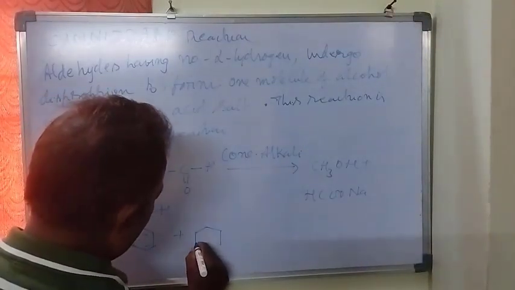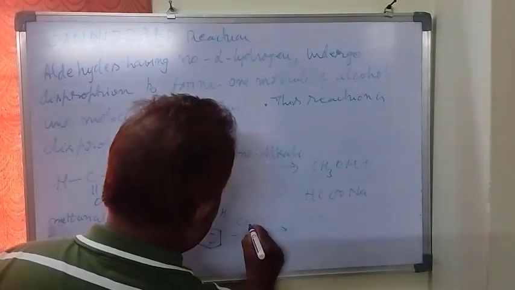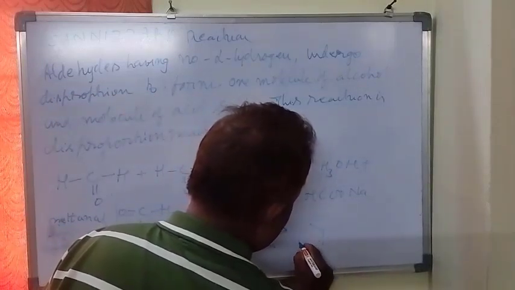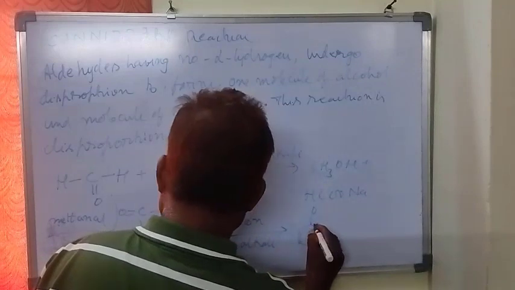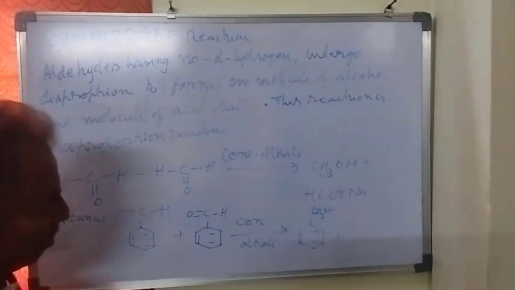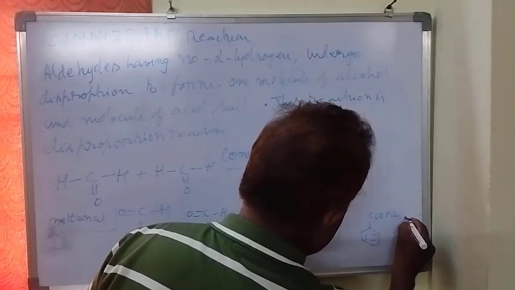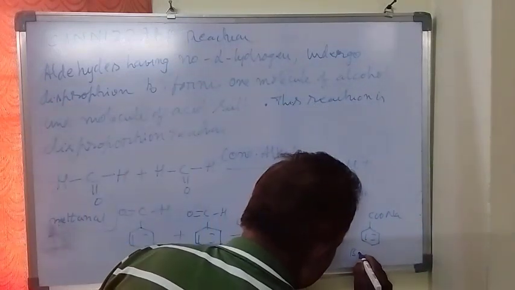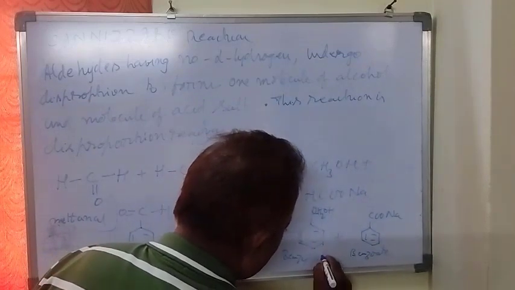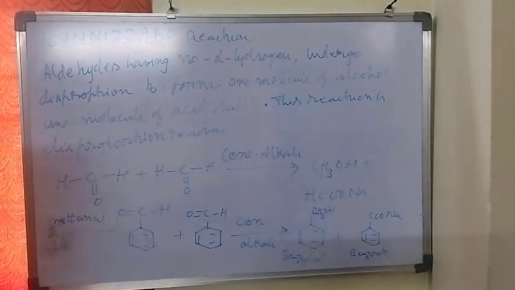Plus one more, therefore we get C double bond O single bond H in the presence of concentrated alkali. What do we get here? This is CH2OH, benzyl alcohol, and of course the acid salt, COONa, sodium benzoate. This is benzyl alcohol and sodium benzoate. So this is a Cannizzaro reaction.